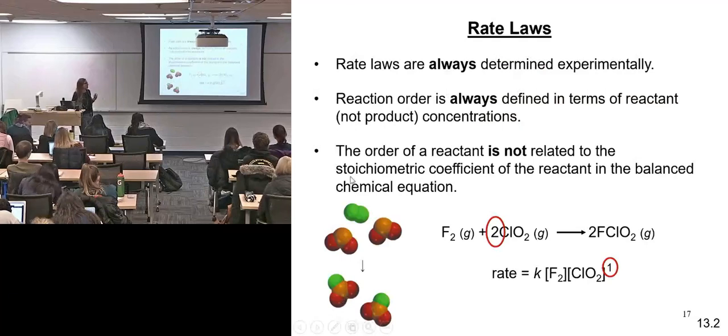And so reaction order, again, has nothing to do with the stoichiometric coefficient in a balanced equation. It has to do with how many of these 2 molecules would actually have to hit each other in order to make product.